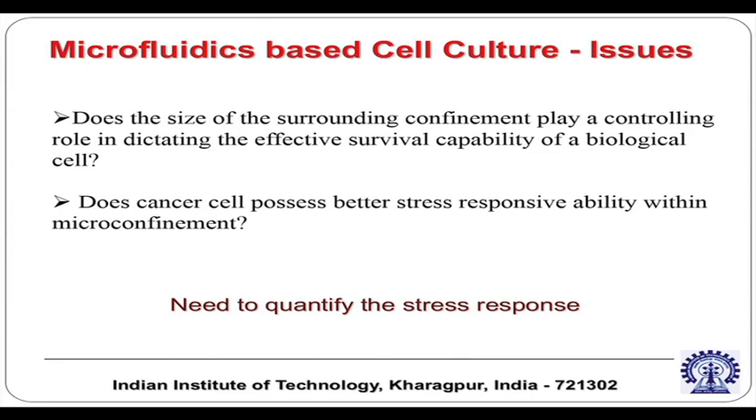The second question is a more critical question. Well, the effect of confinement has to be there on a biological cell, but how is it different in cancer cells and normal cells? So, does the cancer cell possess better stress responsive ability within a micro confinement, or does it possess a worse stress responsive ability within a micro confinement? We need to not only get a qualitative answer to this question, but also a quantitative answer. That means that we know that confinement has its role on the survival ability of the cell. How is this role different between cancer cells and normal cells?